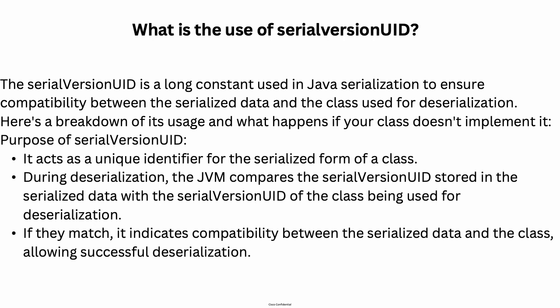What is the use of serialVersionUID? serialVersionUID is basically a long constant used in Java serialization to ensure compatibility between the serialized data and the class used for deserialization. The purpose of serialVersionUID, which we call SUID in short, is to act as an identifier for the serialized form of a class. Whenever the JVM compares the object, it compares based on this ID, and based on this, it can serialize and deserialize the object. If they match, it serializes and deserializes the data. Otherwise, it will throw an exception.